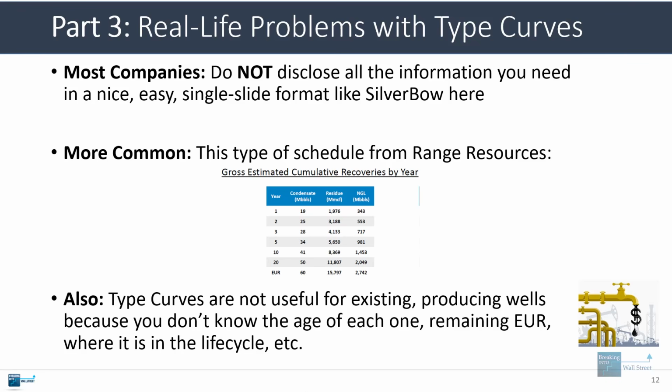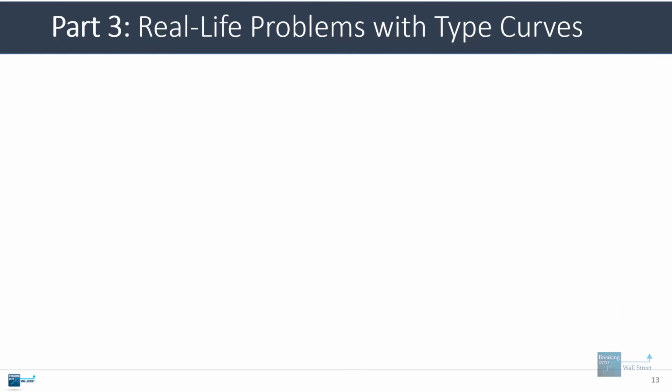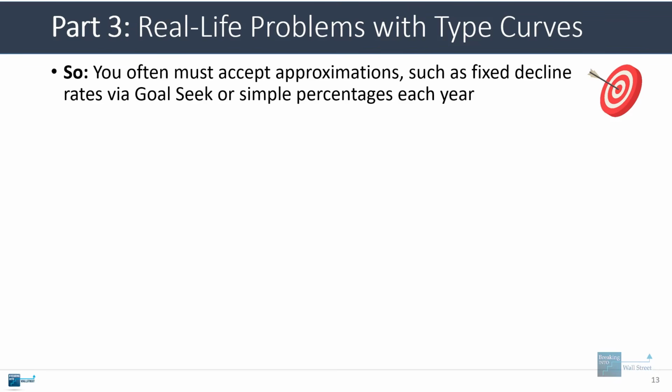Another issue is that type curves are not that useful for existing producing wells because you don't know the age of every single well. Companies often have hundreds or thousands, and so you don't know the remaining resources in each well, you don't know where it is in the life cycle, and so it's very difficult to use it for that existing production. In a lot of cases, what this means is that you have to make very simple approximations.